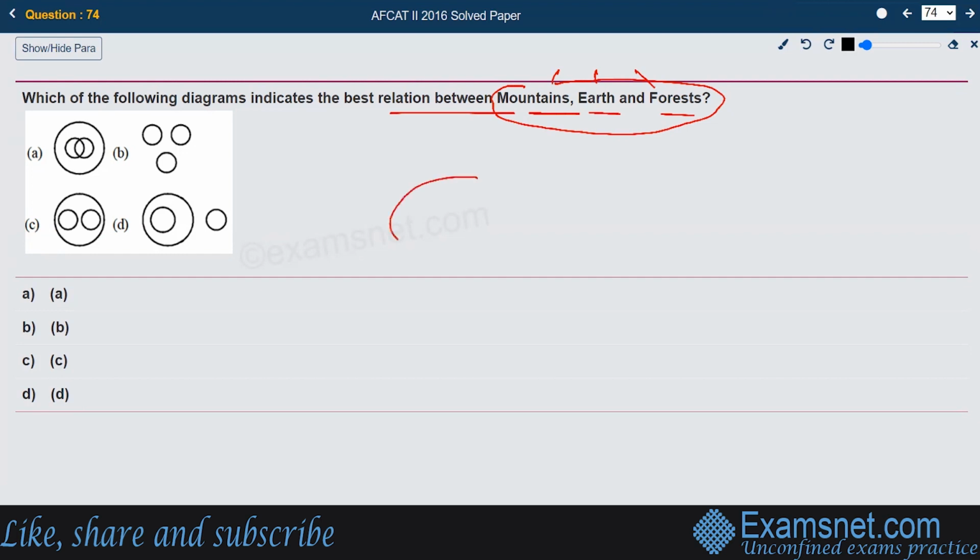Earth can be a bigger circle which contains both mountains and forest, and the mountains also contain some forest, and forest also contains some mountains, so there can be some part common between mountains and forest. This is mountain, this is mountain and forest, this is forest, and the bigger circle is always earth. So this should be the right answer, and it is available in option number A.